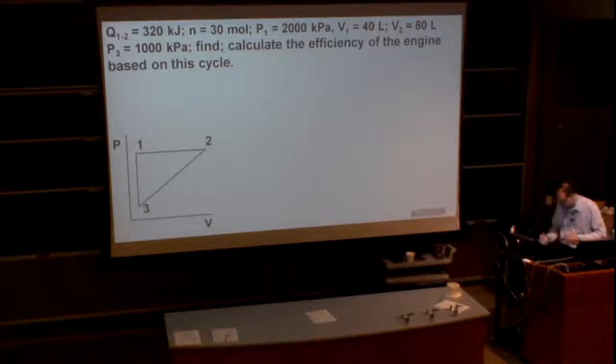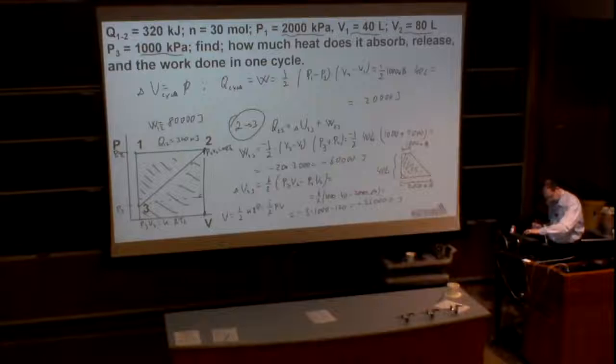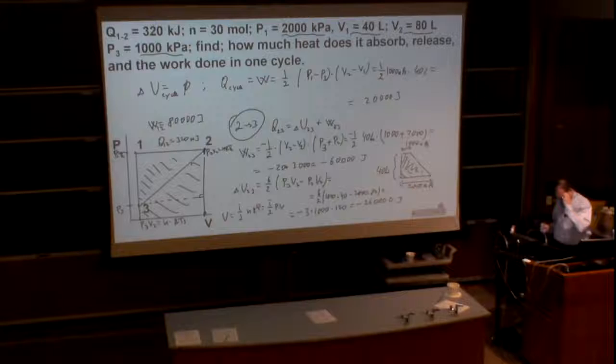So we know, oh, actually, we didn't know yet. We know the work. Sorry. The work was 20,000, correct, joules. And this should be the amount of heat absorbed. We know this number, heat 1, 2. Was it 80? Yes. No. That was 320. That was not total.